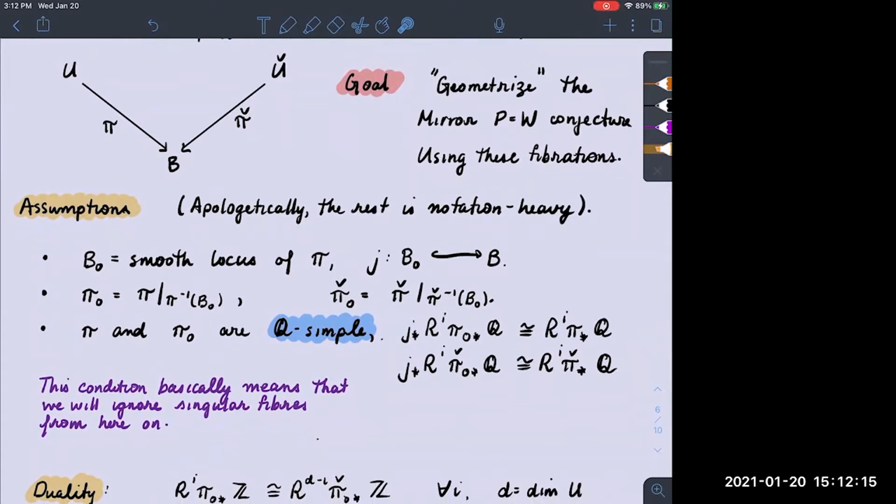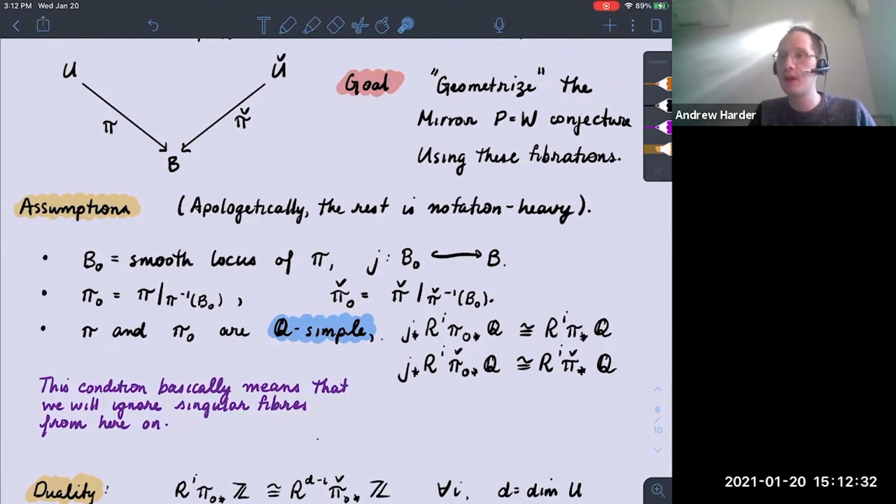Basically, let me ask again, because I'm still confused. You have just the local system with the action of the monodromy, but on a maybe complicated manifold, like the variety minus the discriminant. Yeah, exactly. So basically, I'm trading.